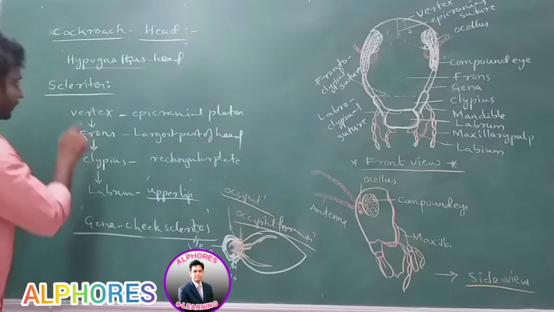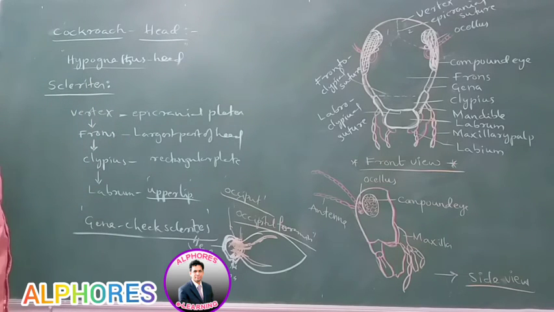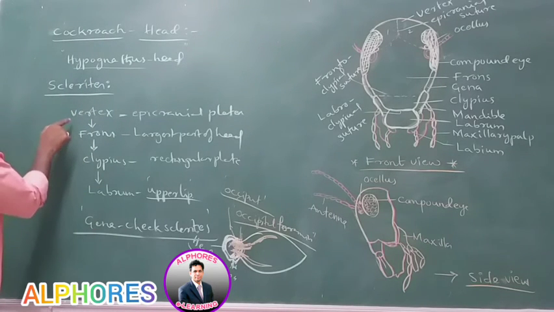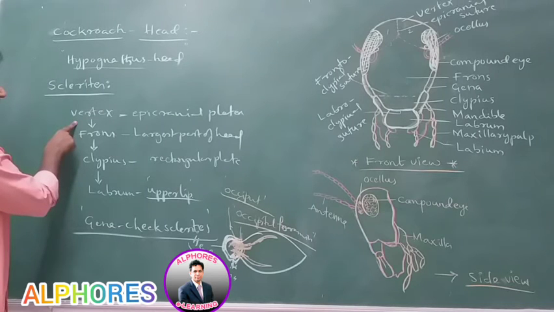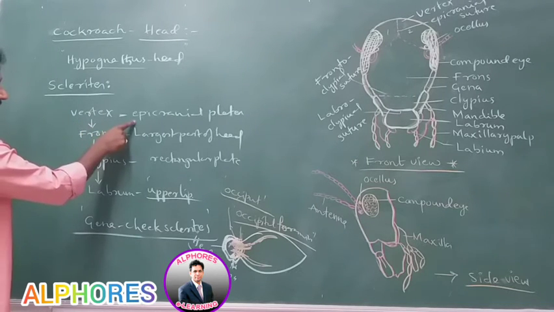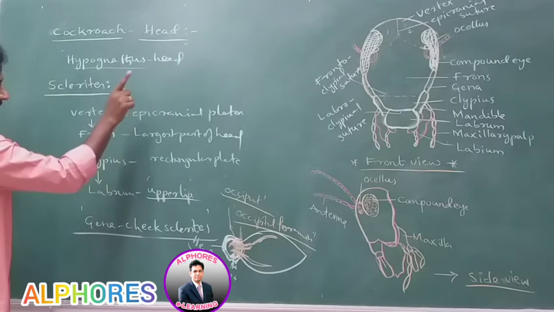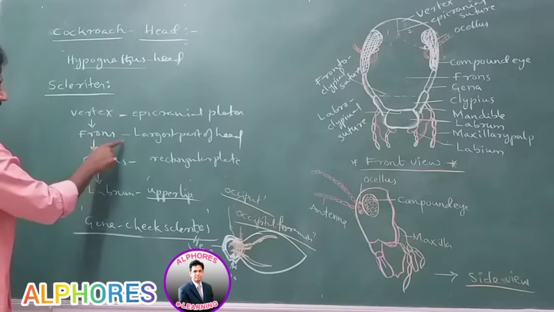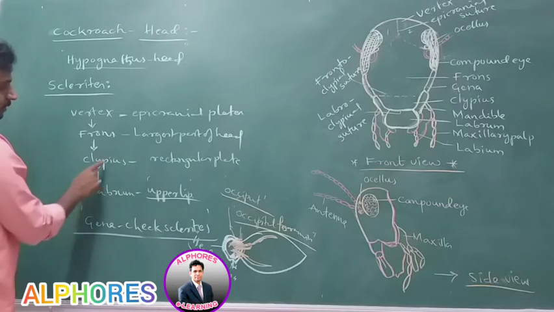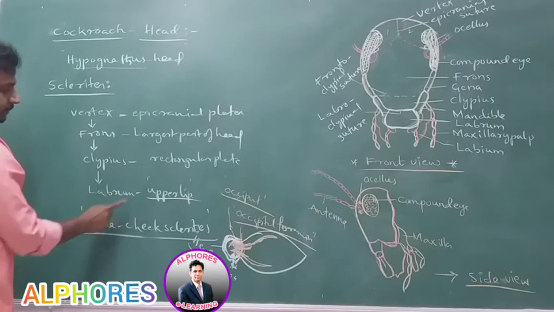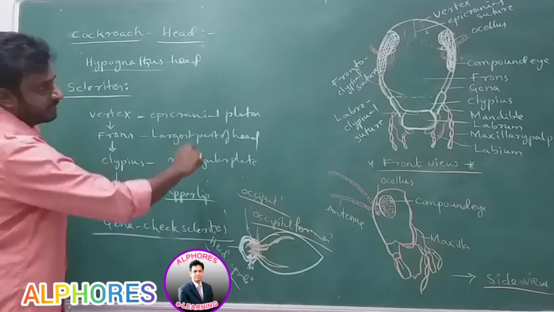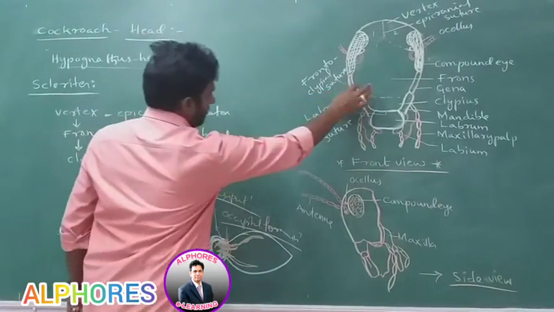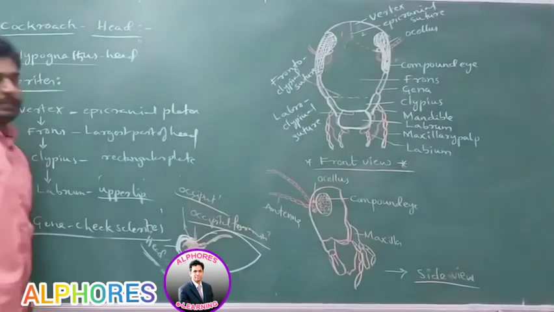So we are discussing the sclerites of the head of the cockroach. What are the sclerites? Vertex, frons, clypeus, labrum, zena. Top of the head between the compound eyes is the vertex, which is covered with epicranial plates separated by the epicranial suture. Frons is the largest part of the head. Below the frons there is a clypeus, a rectangular plate. Labrum is also called upper lip. Zena are cheek sclerites, below the compound eyes.